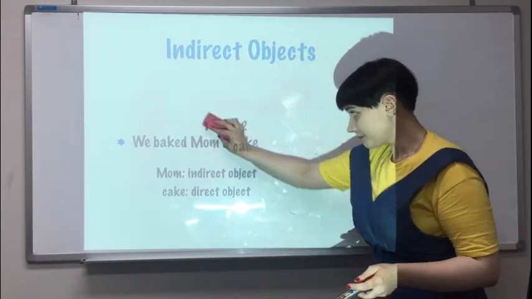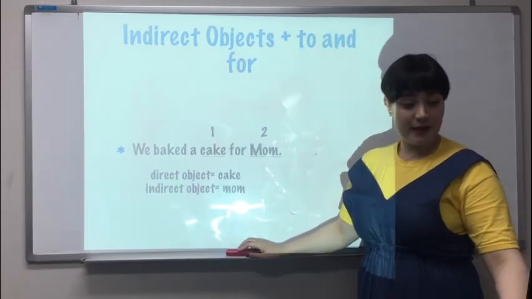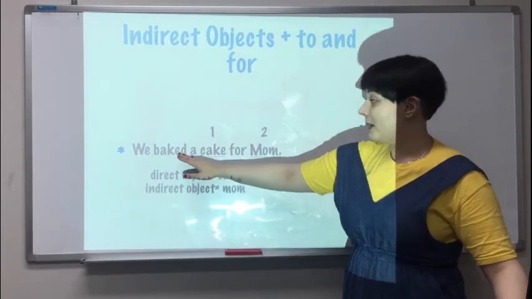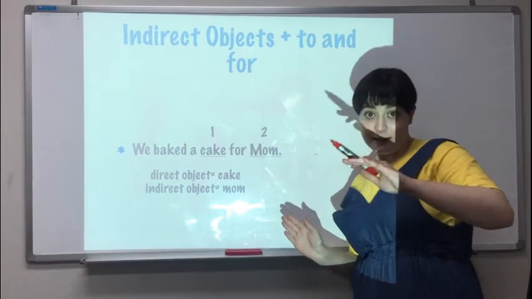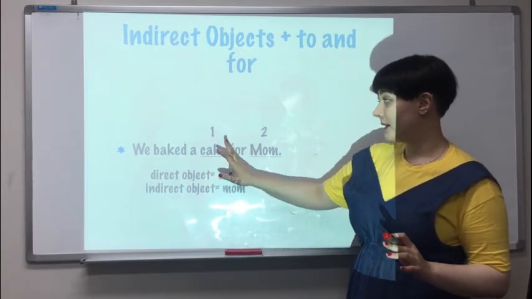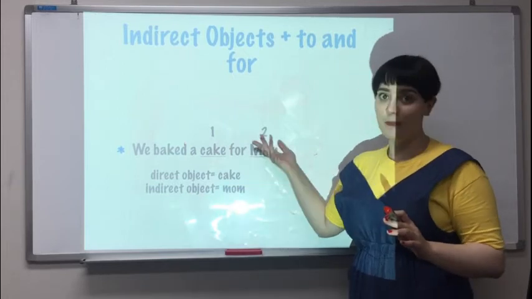But if we use for or to, we can say we baked a cake for mom. As you can see, it's switched. Now our direct object, cake, is before our indirect object, mom.